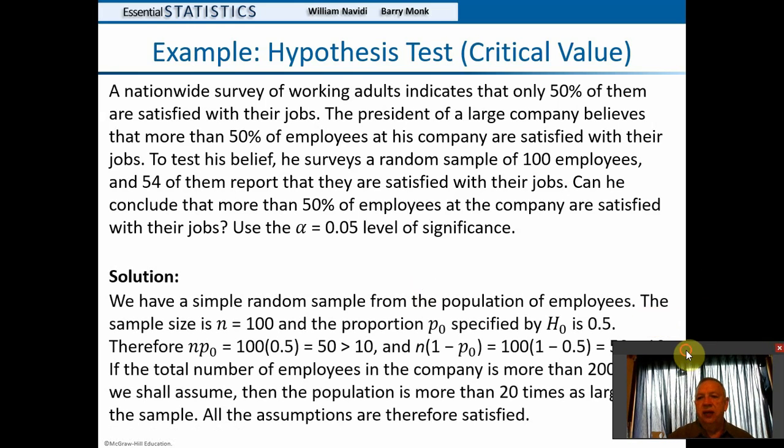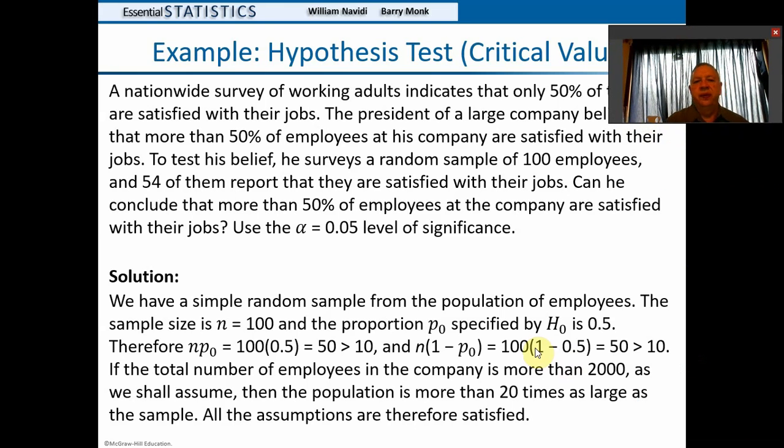So we have a simple random sample from the population of employees. The sample size n is equal to 100. The proportion P specified by H0 is 0.5. So let's check the conditions. n P0 is 50, n times 1 minus P0 is 50, so everything is good. The total number of employees at the company is more than 2,000. Our sample was 100 employees, and 100 times 20 is 2,000, so the population is bigger than that.